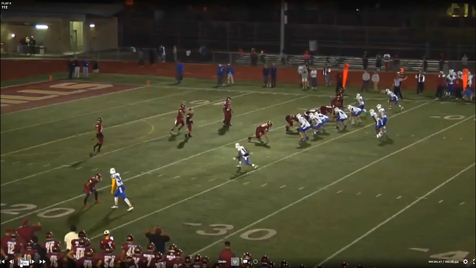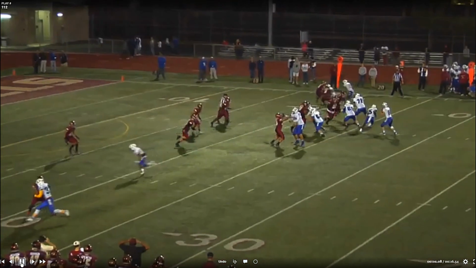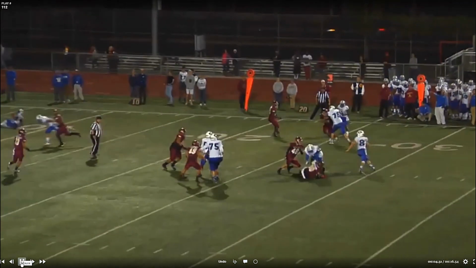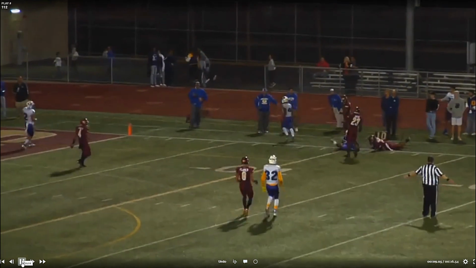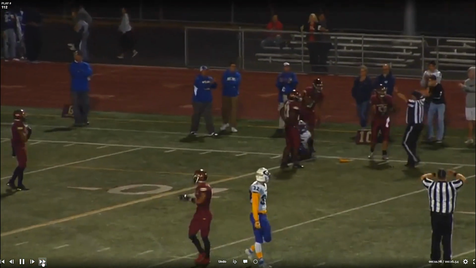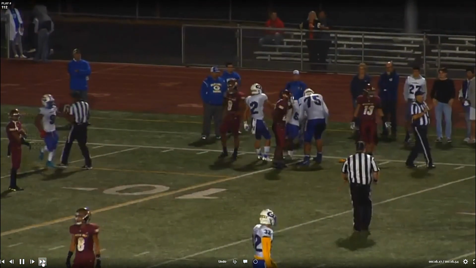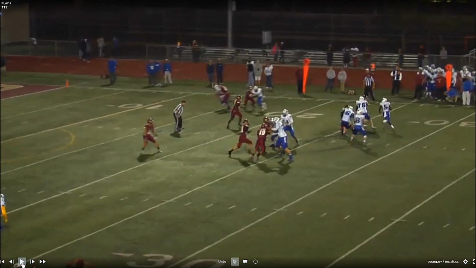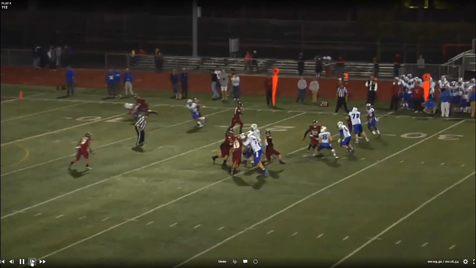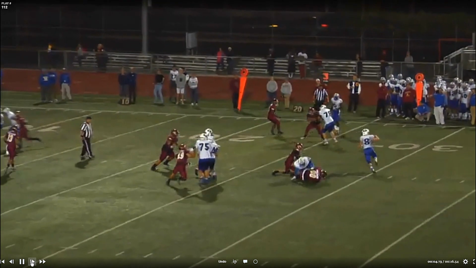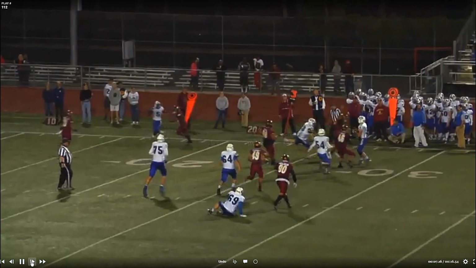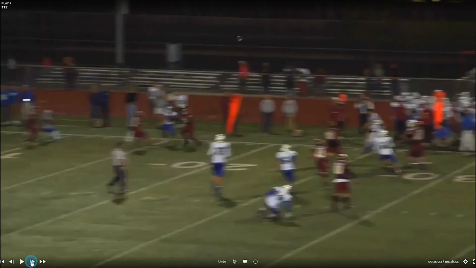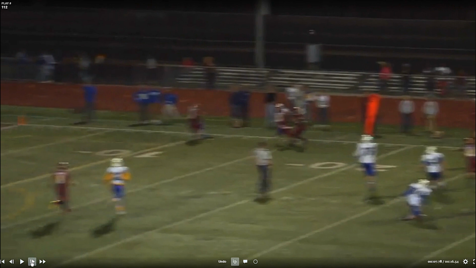All right, here's another pass interference called on the defense. This time it's on the head linesman's side. Let's take a look at it. All right, see the flag, signal. All right, so what do we got here? The back's rolling out. Little dump pass. Now notice where the ball is. It's a good 10 feet over his head.